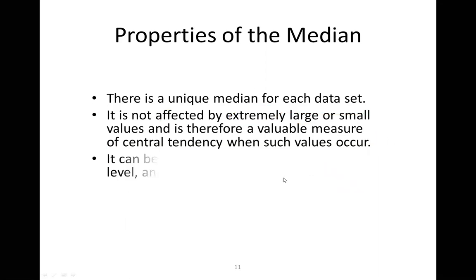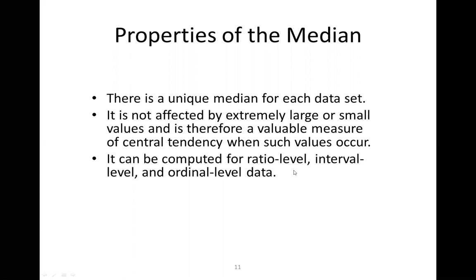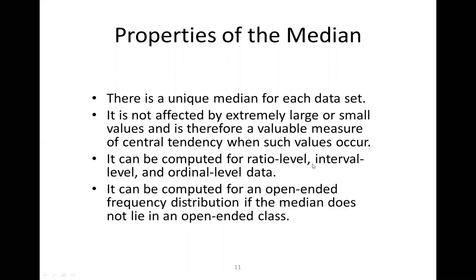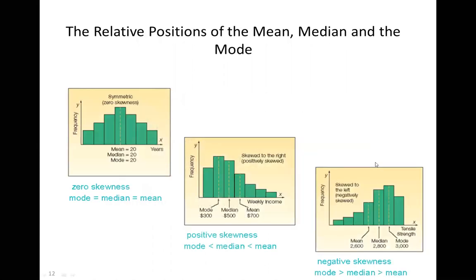Okay. It can be calculated for most of the levels of measurement: for ratio, interval, and ordinal data. That is still one of the main characteristics, or advantages, of the median. And then we can find that the main characteristic is that it's unique, yes, not affected by the outliers, and calculated for different levels of measurement: ordinal, interval, and ratio.